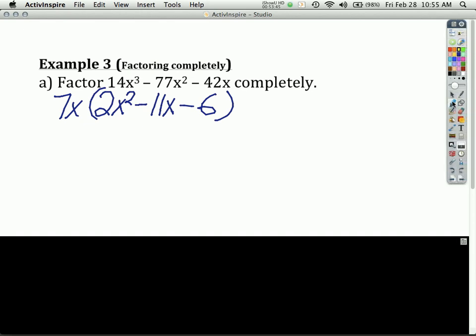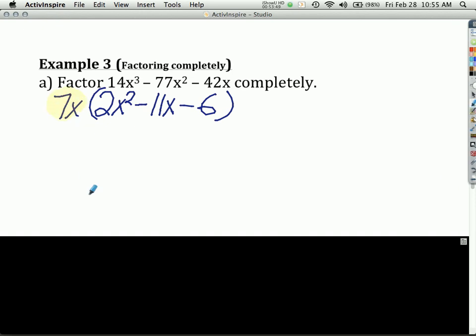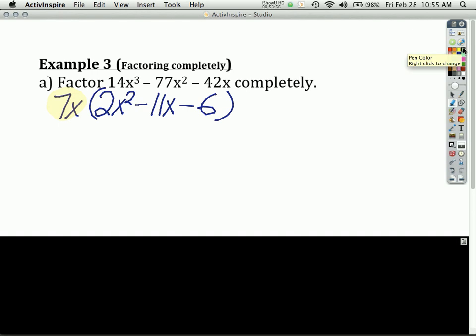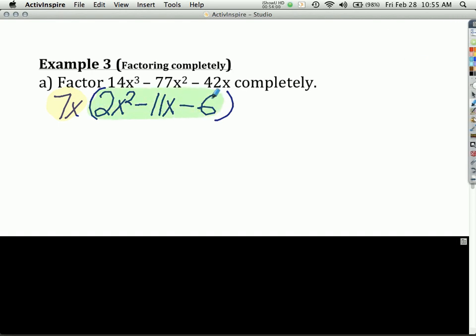So, this is a monomial. It's a monomial factor. It's done. There's nothing we can do with that anymore. But this, we might be able to do more with. So now we have to go to the second question, the second step.